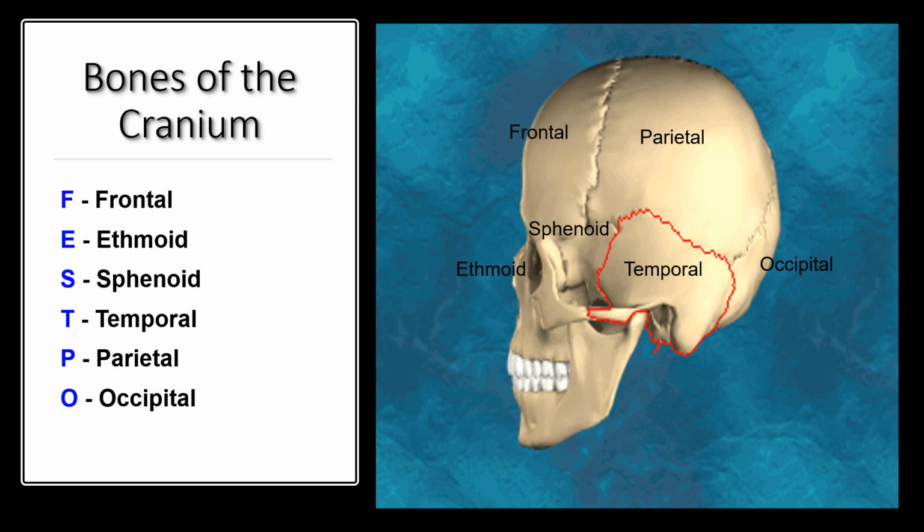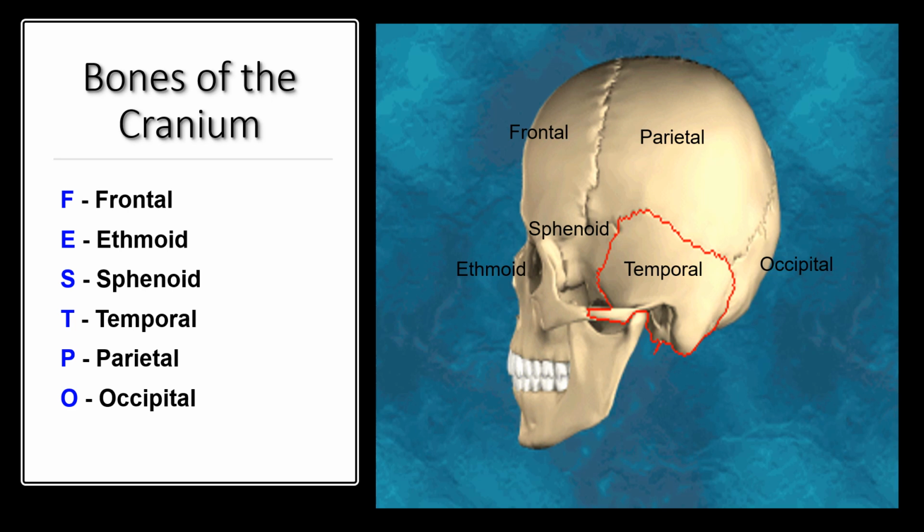The E stands for ethmoid. So the ethmoid bone is the eye socket. So E for ethmoid, E for eye. Ethmoid forms the eye socket. The S stands for sphenoid. Sphenoid gives that circular or spherical shape to the side of the eye and the top of the cheekbone. So it sits just behind the ethmoid, but in front of the temporal at the side of the head.